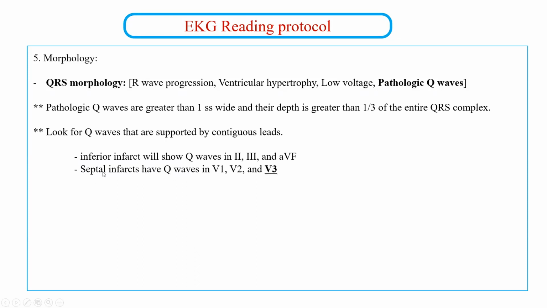Okay. In septal infarcts, you have to see a Q wave in V1, V2, and V3, and V3 should be included. If a Q wave is seen only in V1 and V2, this is not ischemia. V3 should be included. And in lateral infarcts, you will find the Q wave in lead 1, AVL, V5, and V6. Okay, and this is very important.